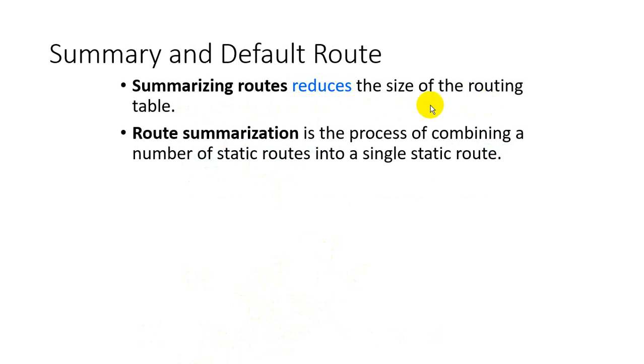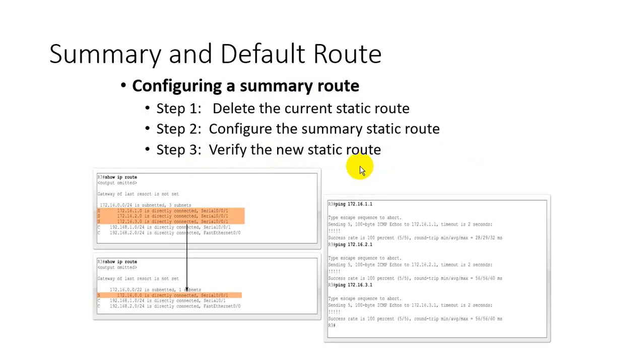Summarizing routes reduces the size of the routing table. Route summarization is the process of combining a number of static routes into a single static route. Configuring a summary route: delete the current static route, configure the summary static route, and verify the new static route. So this is something we will do here. We have 1.0, 2.0, and 3.0. Then we will summarize into 172.16.0.0, and then we will ping, and if the ping is successful, then it's okay.